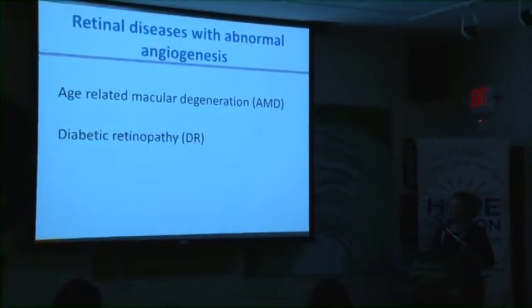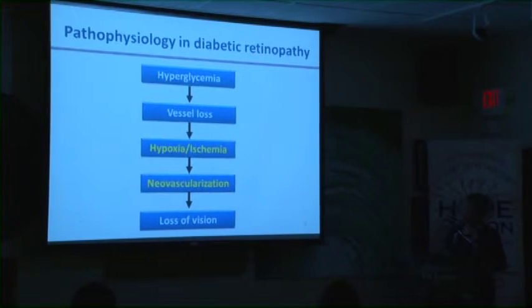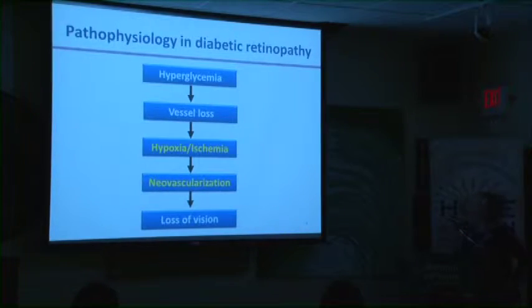So there are two diseases that are well known that have abnormal angiogenesis in the adult. One is AMD, and the other one is diabetic retinopathy. And I'm going to tell you today about our results in an animal model of diabetic retinopathy.